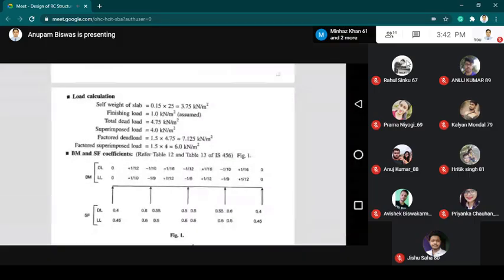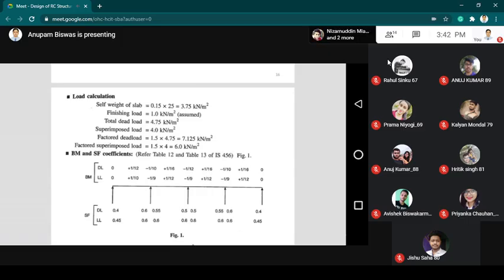Now the next step is to find the load calculation. Self-weight of the slab: taking the unit weight as 25 kilonewton per meter cube, the weight of the slab will be overall depth into 1 meter strip width of the slab into 25. So that is 3.75 kilonewton per meter square.